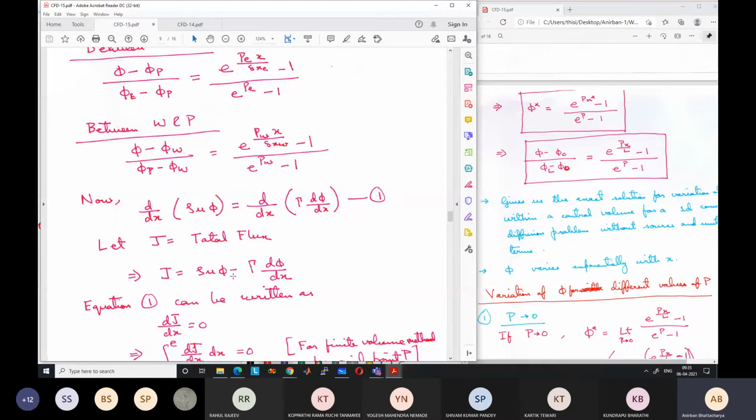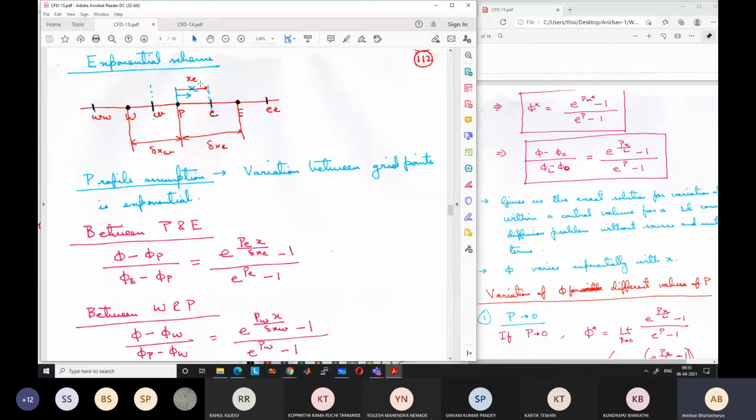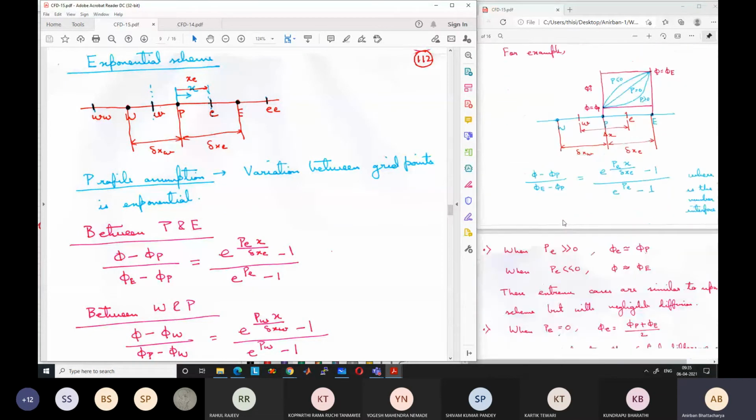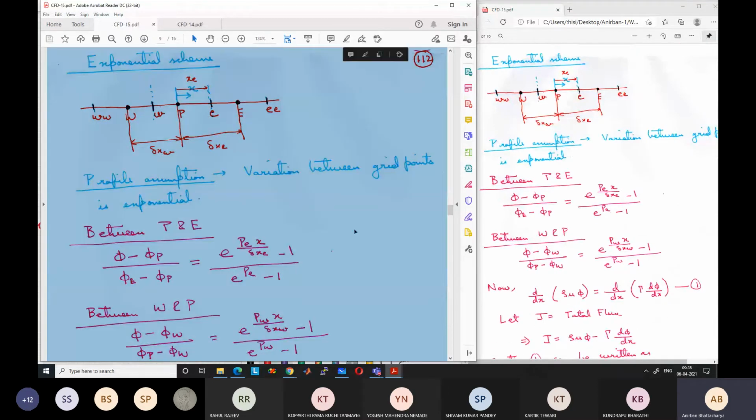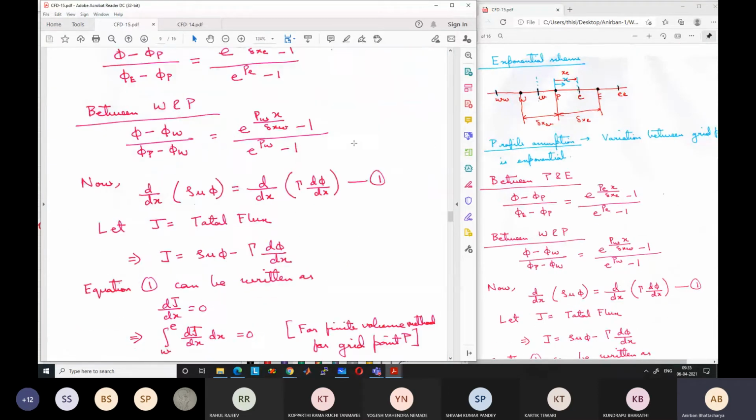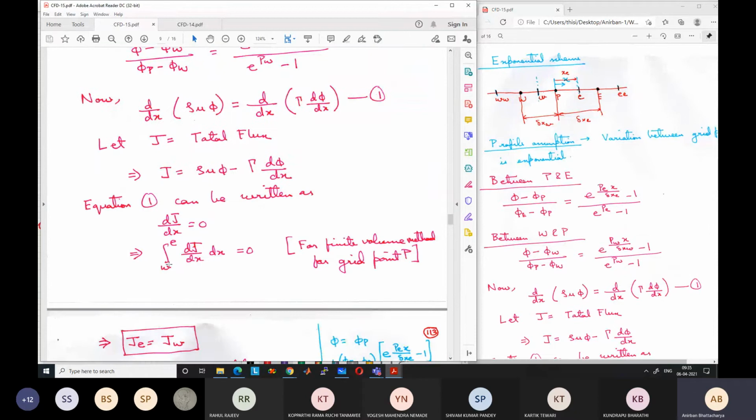Okay. So from small w to small e, we have to integrate dJ/dx. So integration of dJ/dx from small w to small e dx equals 0. Okay, for our finite volume method for the grid point P, this integral gives Je is equal to Jw, which is understandable.